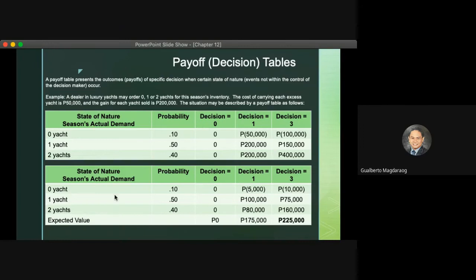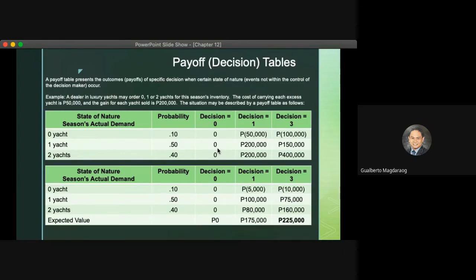Okay? Now, if we decide not to maintain a yacht, wala tayong i-manufacture na yacht, wala rin tayong ibebenta. Kung nagkaroon ng zero demand, okay lang, wala tayong lugi, hindi tayo nag-maintain, wala nga lang tayong kinita. Okay? If there is one demand, may gustong bumili, isa, pero wala naman tayong manufacture, so wala tayong kinita. Wala din naman tayong minanufacture, so wala rin tayong kinikerry, zero din yung ating 50,000 expenses. Wala rin tayong kinita. So zero. Okay, we will earn nothing if we will not manufacture a yacht.